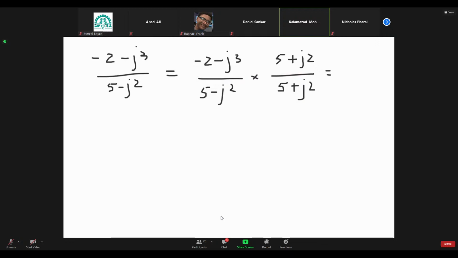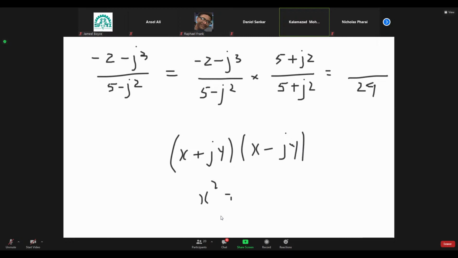So we can simply write quickly 5 squared and 2 squared, that's 29. See? Forget all the j and all that kind of stuff. Just square both of them. Right? Remember, it's (x + jy) by (x - jy) is x squared plus y squared.